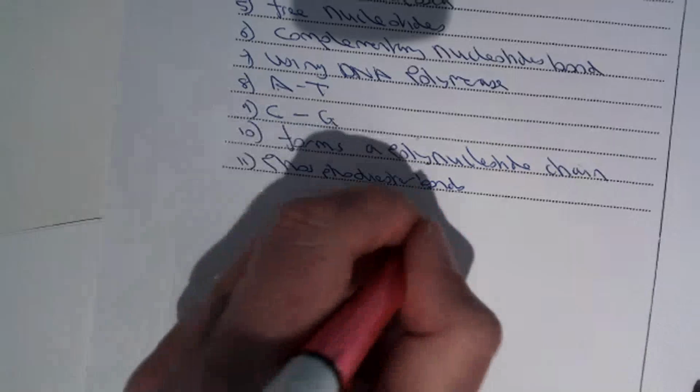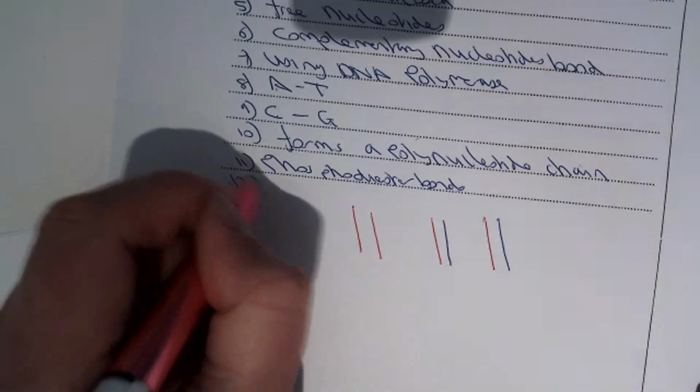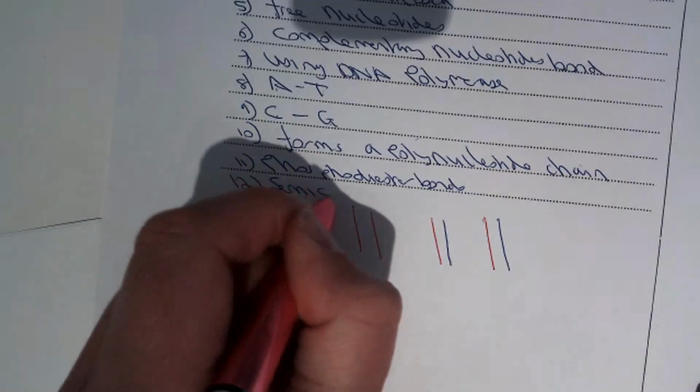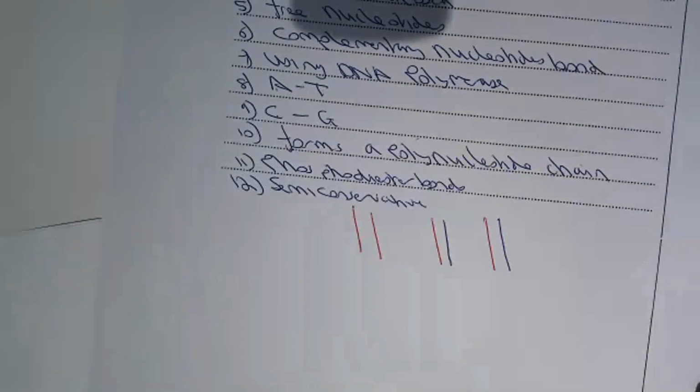and this is called semi-conservative because each strand of DNA is made from the original strand and a new strand. So number 12, you can mention that it's semi-conservative.